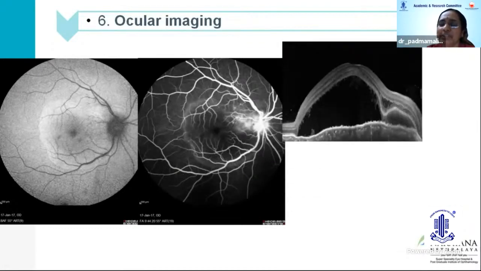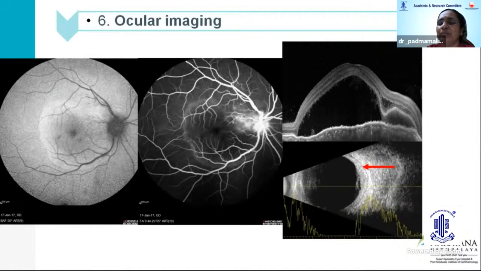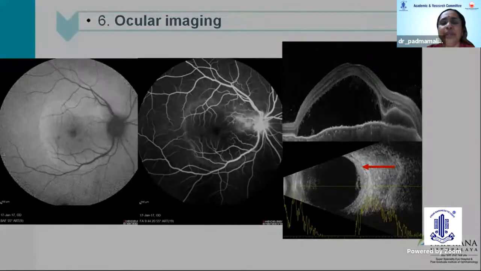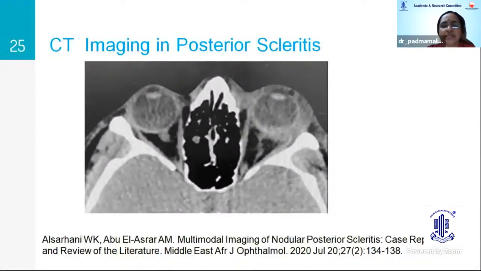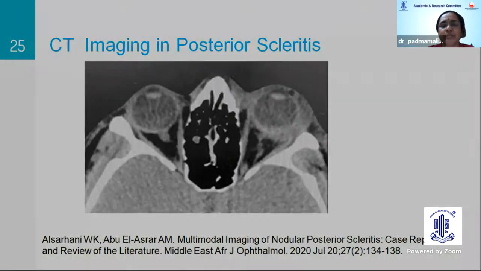OCT can show presence of serous retinal detachment. However, the posterior extent cannot be imaged with spectral domain OCT. Swept source can go up to the posterior extent of the sclera. Here you can have serous detachment with subtenon's fluid. Other radiological imaging such as CT scan and MRI can be done. Here is a CT scan showing thickening of the sclera in a case of scleritis.